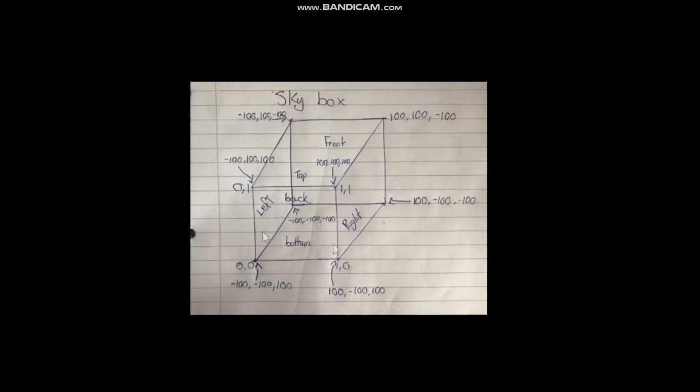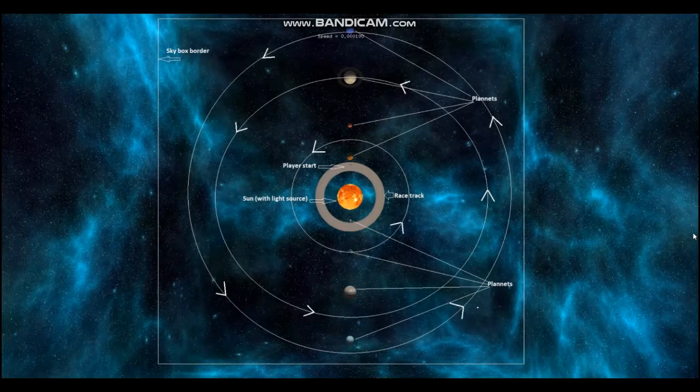Once I was happy with my skybox, I decided to make the map. We'll start outside to inwards. As you can see here, by the big box, this is me marking out the border of each vertex for the skybox, just so you can see it a bit clearly.